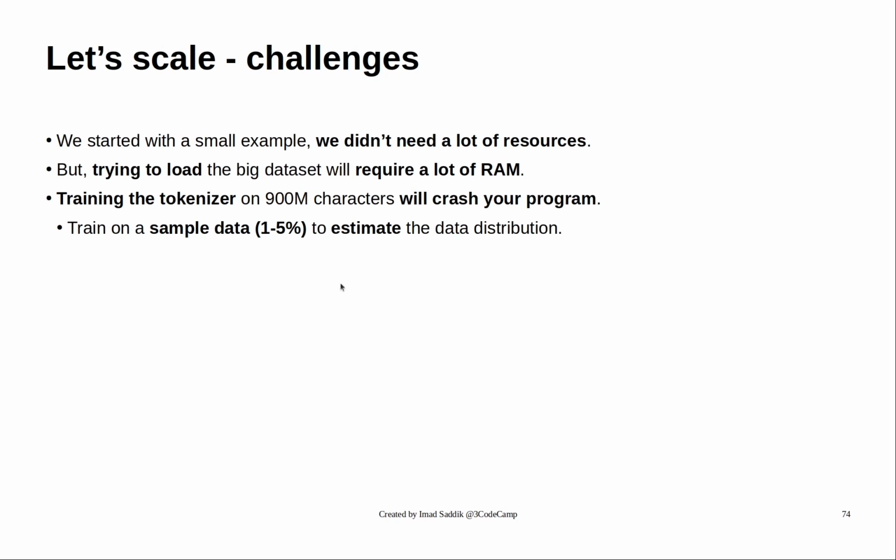What's the solution? Instead of using the full dataset, train on a small sample, about 1 to 5% of the text that you have in your dataset. This saves memory and helps you estimate the data distribution. Training a tokenizer on big data takes a long time. In my case, I trained it on 10 million characters and it took 6 hours to finish.